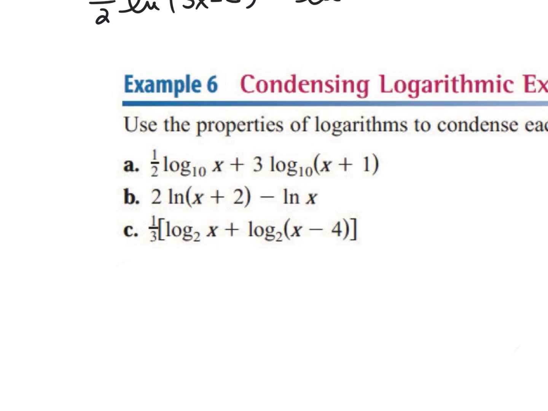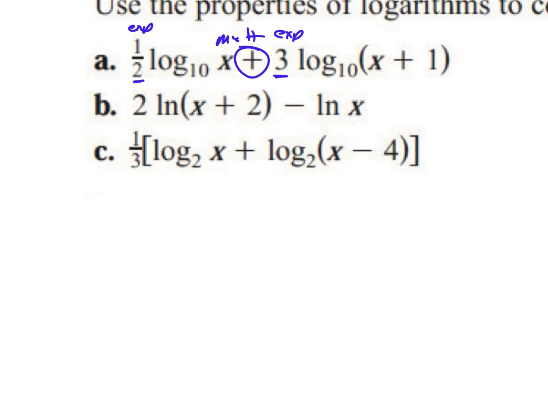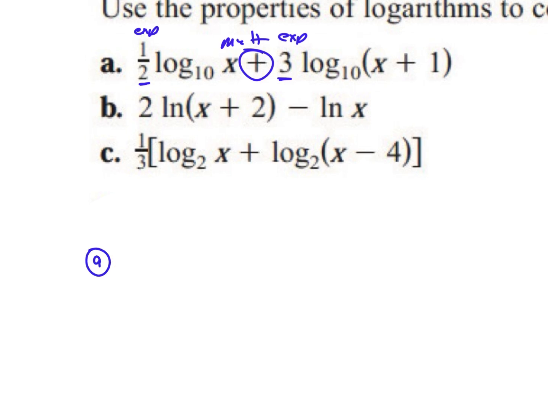So let's just look at what you have here. I have a 1/2 and I have a 3. What are those both going to become? Exponents. Good. So tell yourself that. That's an exponent. That's an exponent. What is this plus sign going to become? Perfect. Multiplication. So you're kind of telling yourself what to do. So how many times am I going to write log little 10? Just one time out in front. So I have log little 10.